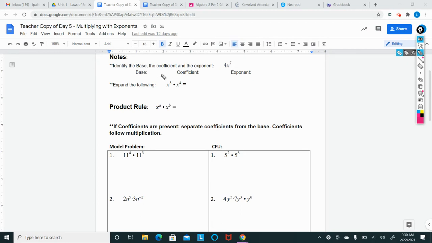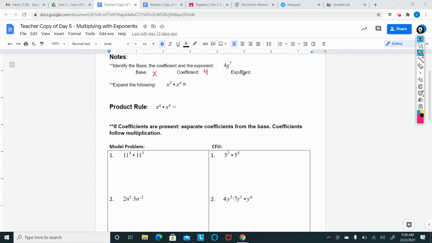The base, as we remember, is always what the exponent is attached to. In this case, it would be x. Okay? X is our base. Our coefficient is 4 because we are multiplying x to the 7th power 4 times. So that is a 4.